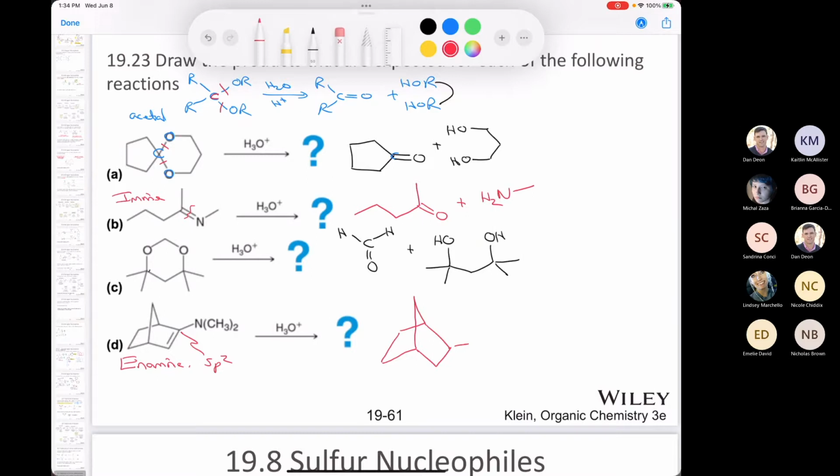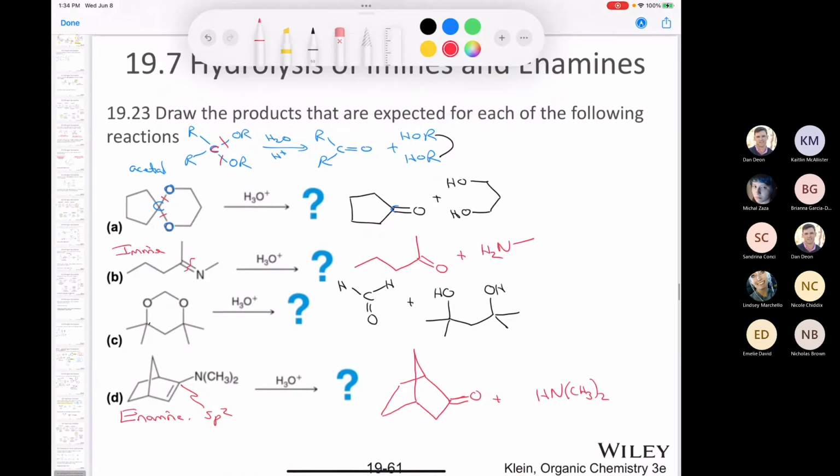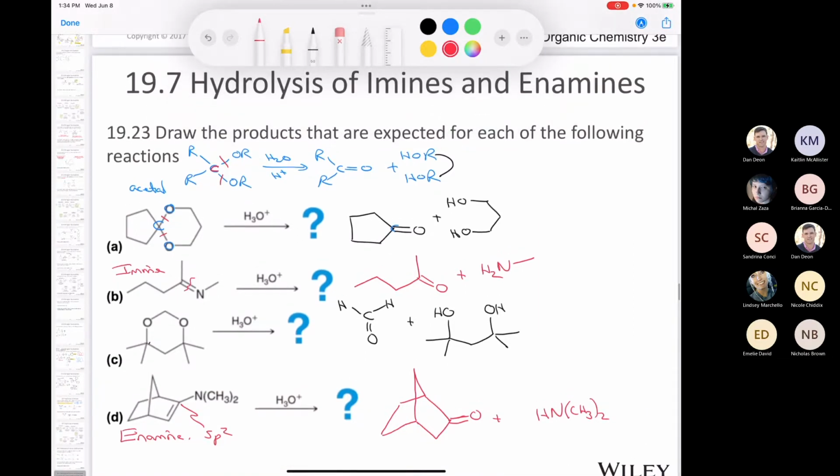So we're going to have our double bond off of there, like this, and then we're going to have our secondary amine, which is a nitrogen with 2 methyl groups, so CH3, and we've got 2 of them, and 1 hydrogen, and there you have it. So we've covered acetal hydrolysis, imine hydrolysis, and enamine hydrolysis.